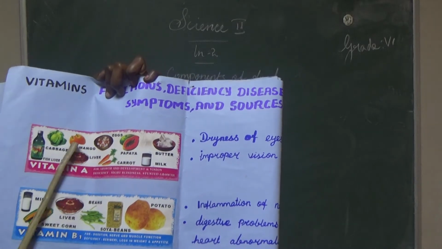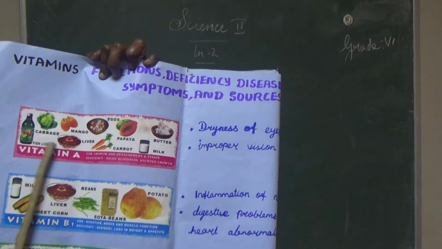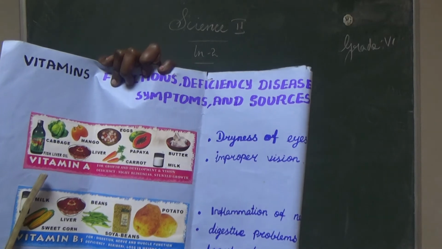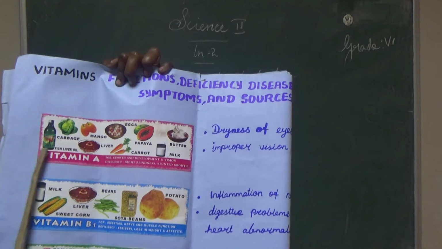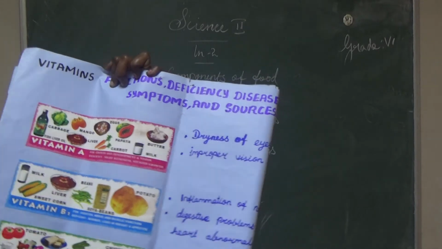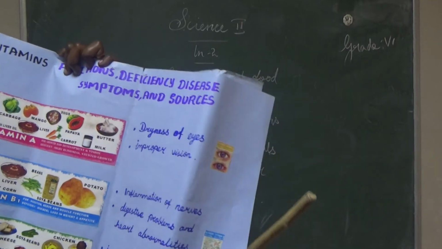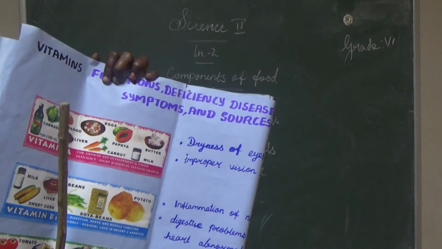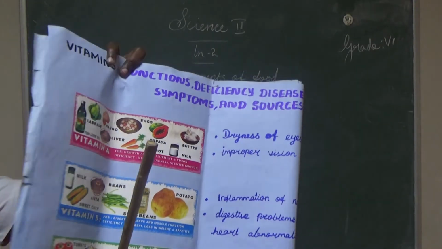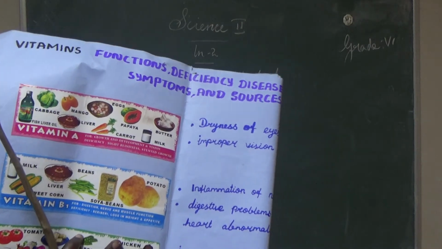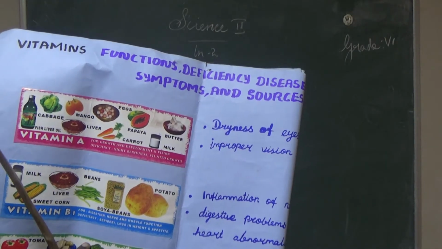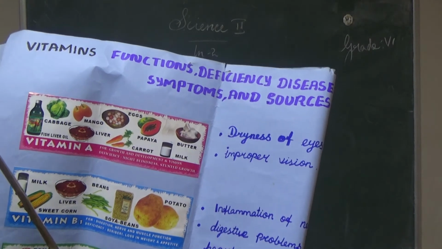Deficiency disease: deficiency of vitamin A in our diet leads to night blindness. What are the symptoms of night blindness? Dryness of eyes and improper vision.